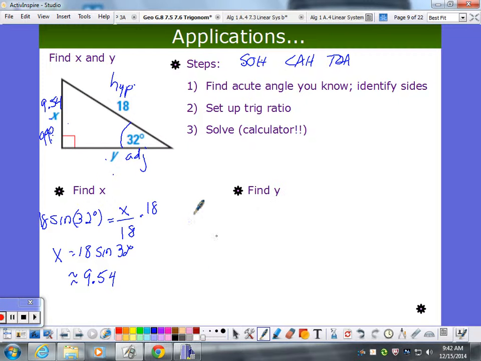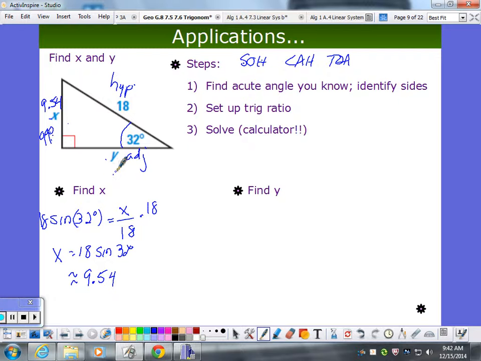Now they want me to find y, right? Find the other one. So I have more stuff here. I don't know the adjacent. I know the hypotenuse for sure. I kind of know this, right? 9.54. So when I set up my ratio, what ratio should I use to find the missing y?